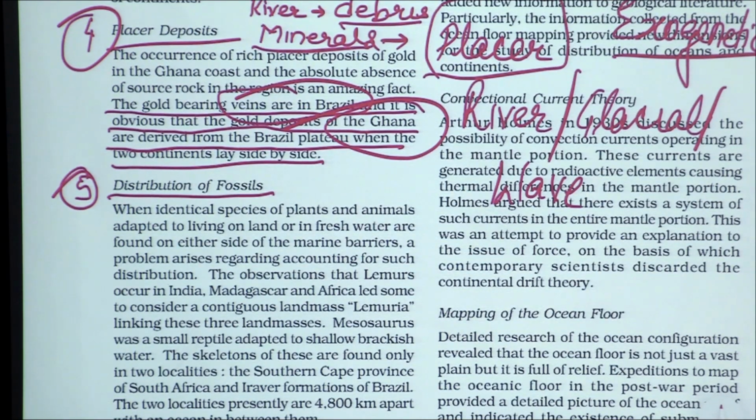And for the distribution of fossils, we have big references of different organisms. And this was the question that I asked in the earliest test that we had. Observation that lemurs occur in India, Madagascar, Africa, considered the contiguous landmass called Lemuria. And this Lemuria basically gives me the understanding that possibly all these continents were united once upon a time. So taking this first part from NCERT, let us take the diagrams to understand the continent drift theory of Alfred Wegener.